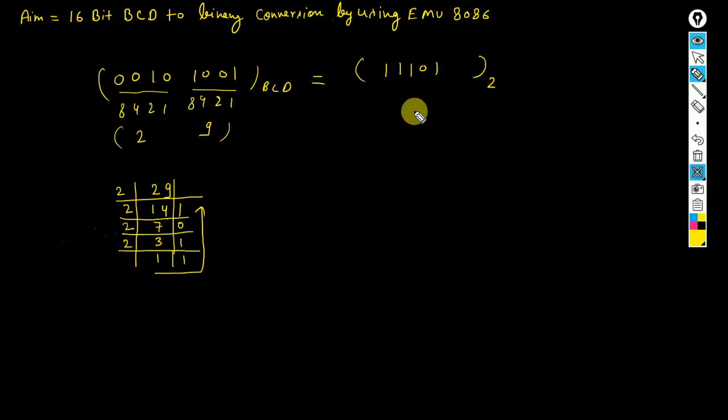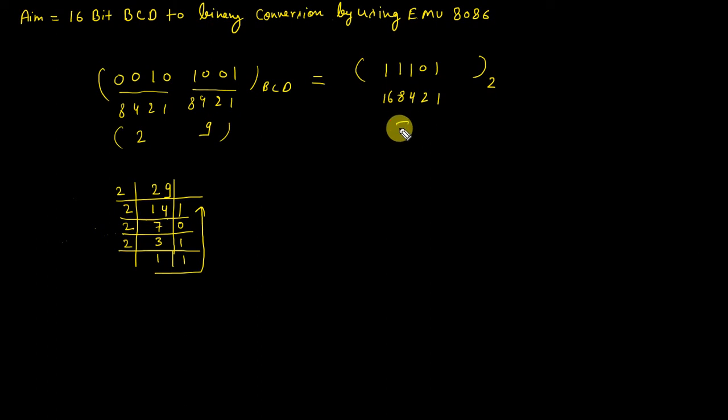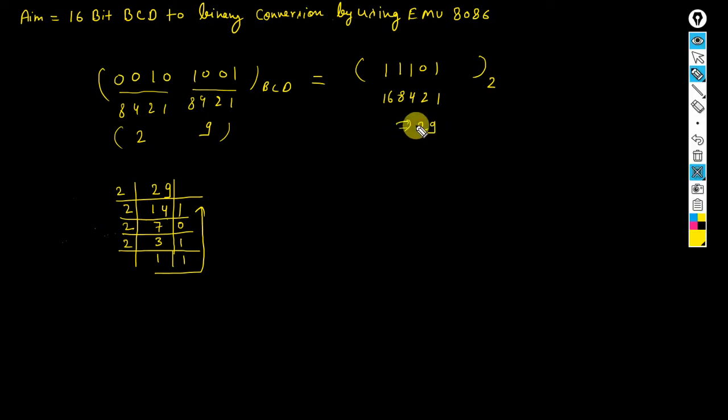Verify it: 1 2 4 8 16. 16 and 8 is 24. 24 plus 4 is 28, and 1 is 29. The addition is 29. Okay, take another example.